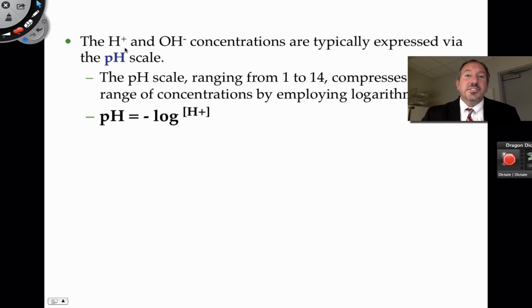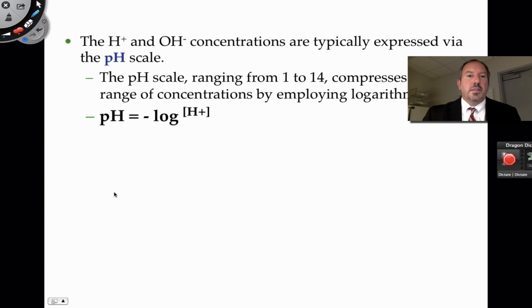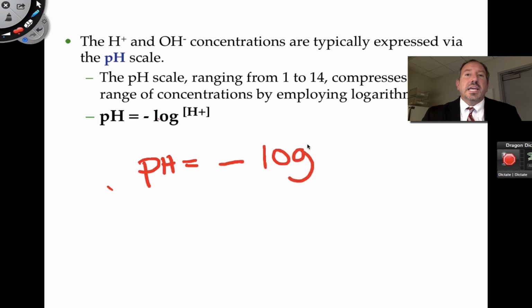So the hydrogen ion and the hydroxide ion concentration are typically expressed using the pH scale. And so the pH scale, as I said before, ranges from 1 to 14. The definition of pH is that the pH is equal to the negative log of the hydrogen ion concentration. Let me write that out. So the pH is equal to the negative log. Log is the inverse of base 10. So it's the log of the hydrogen ion concentration.